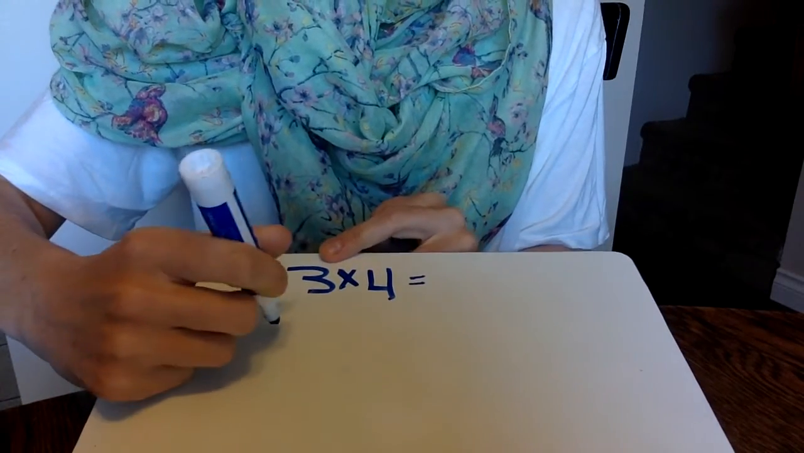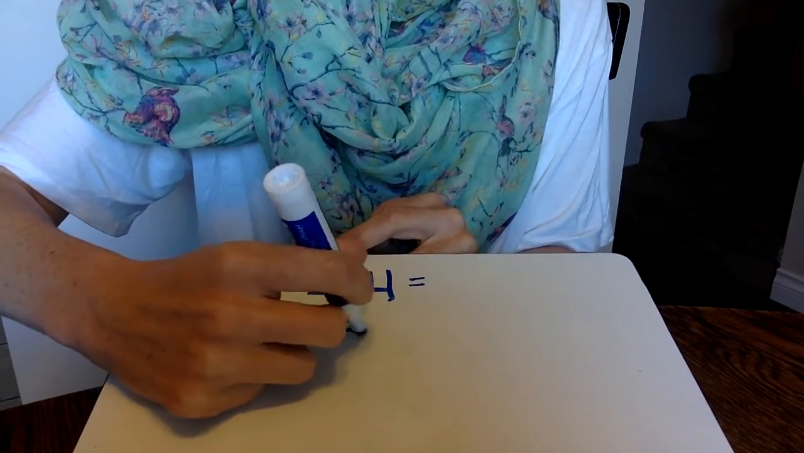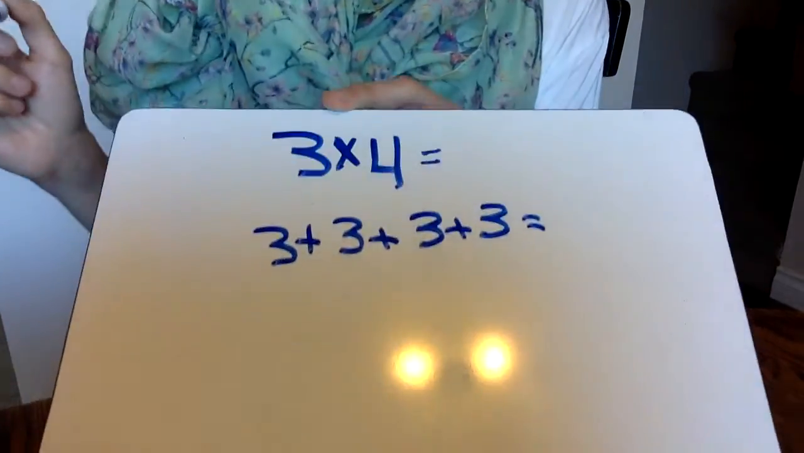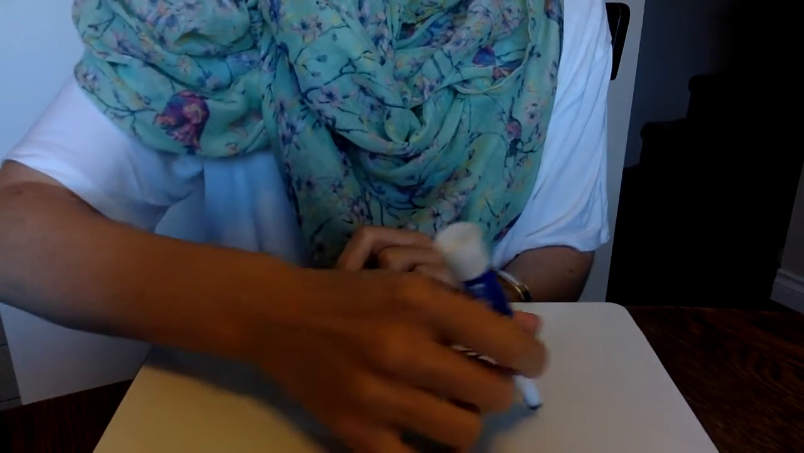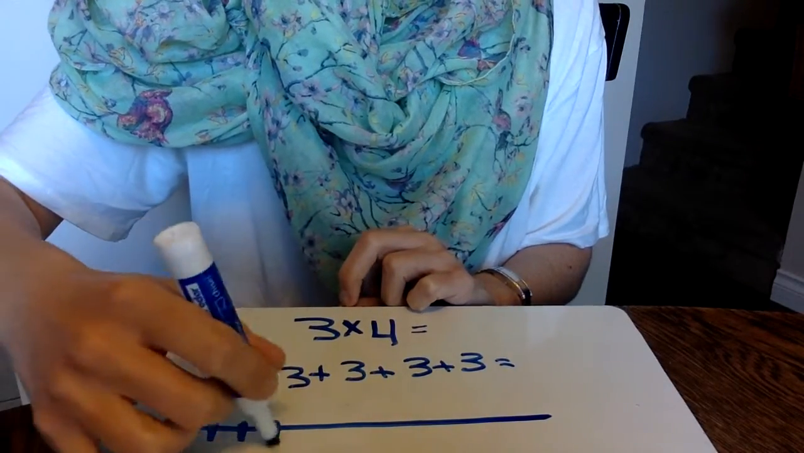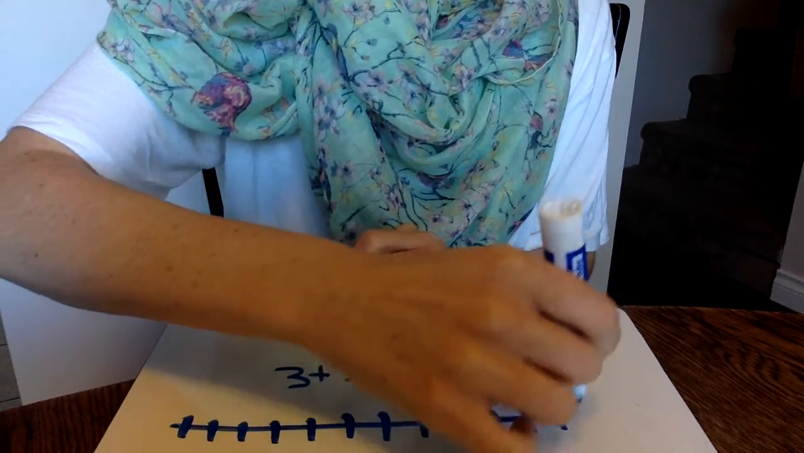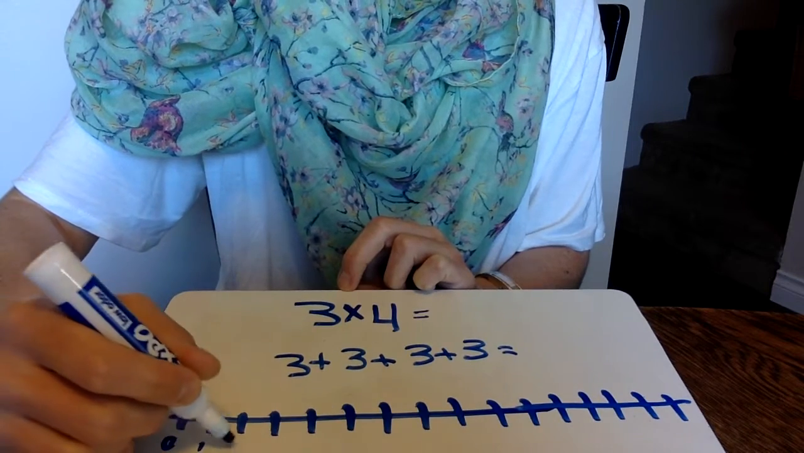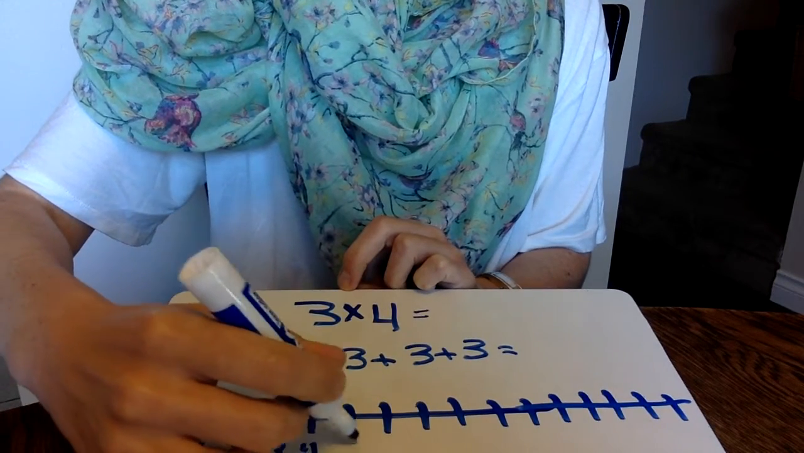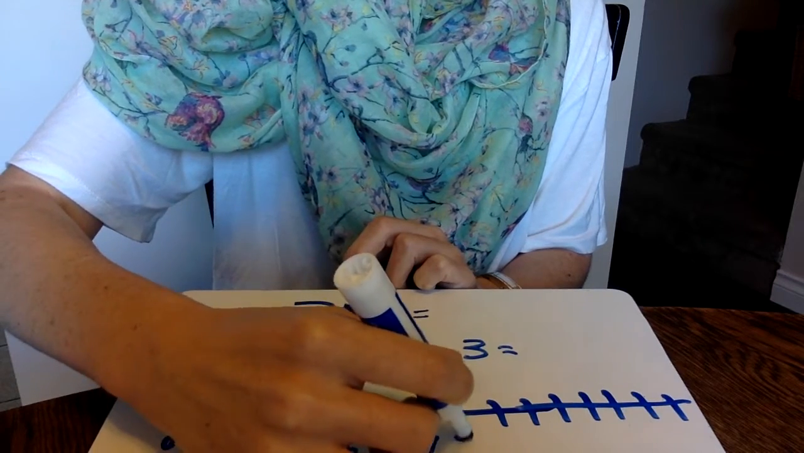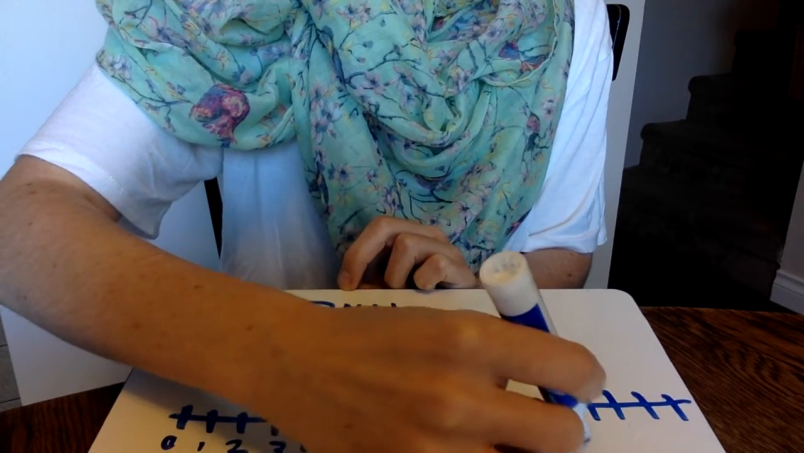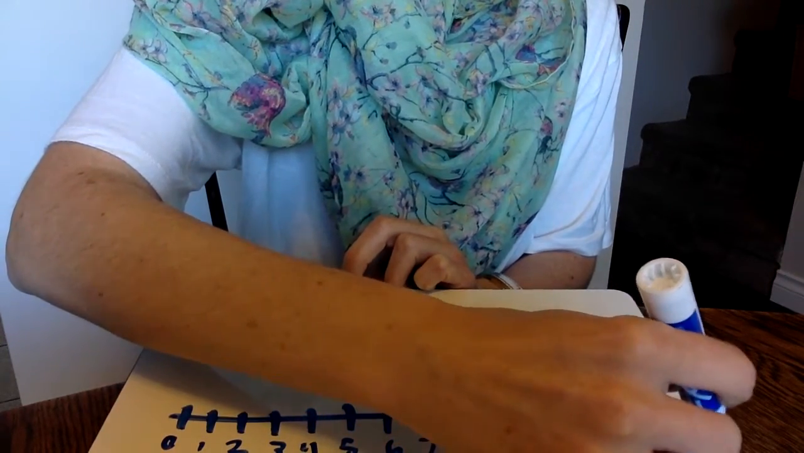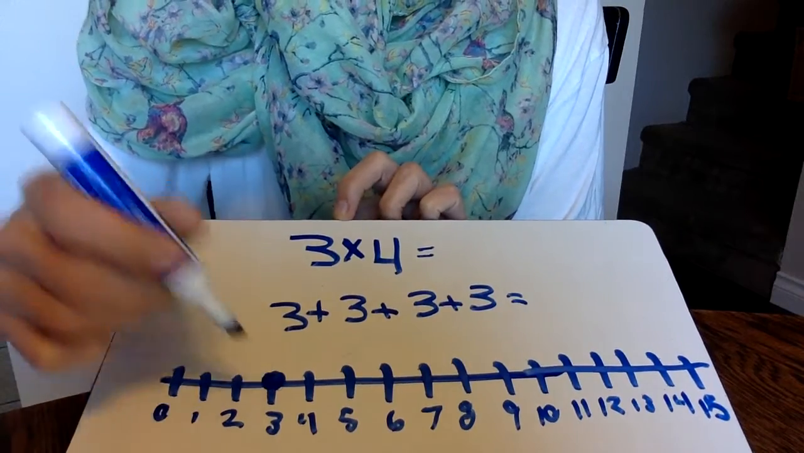We can say 3 times 4 is 3 plus 3 plus 3 plus 3. So that means that we're skip counting by 3. We can write it this way. We can write it as a number line. 0, 1, 2, 3, 4, 5, 6, 7, 8, 9, 10, 11, 12, 13, 14, 15. And we could do skip counting by 3, starting at 3.